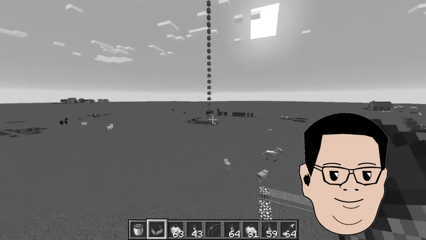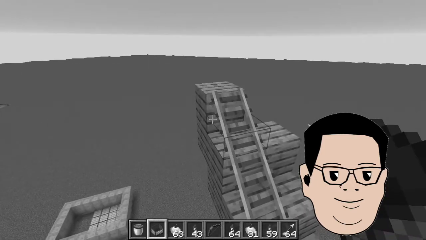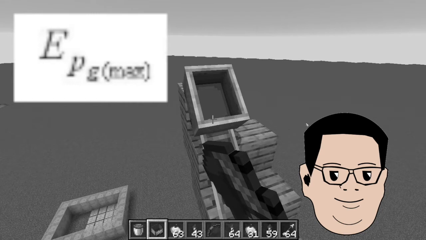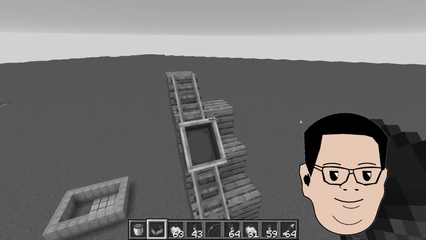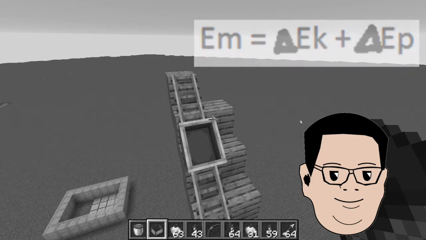So, hello class, this is Mr. Arias, and we are going to do another experiment where we're going to place the minecart right here. And this is where the potential energy is at its fullest, where kinetic energy is at 0, and when this goes down, it earns a little bit of kinetic energy. So the total energy is now equal to kinetic plus potential.